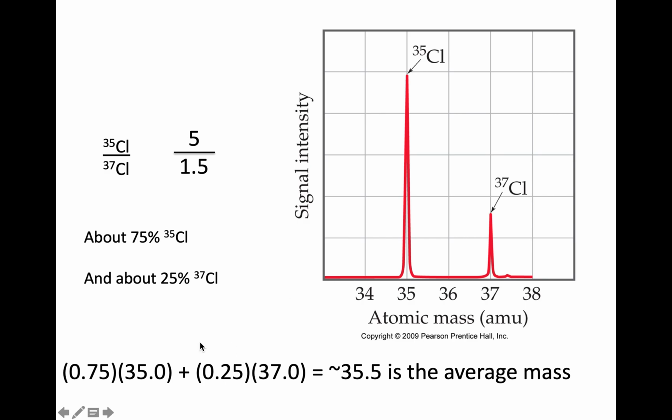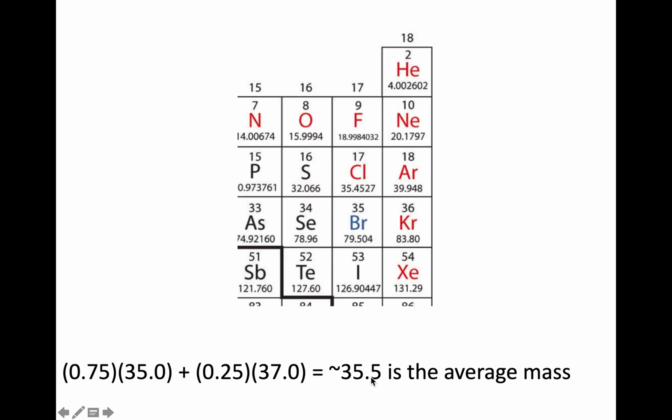I can combine those. I've got about 75% of the isotope with a mass of 35 and about 25% with a mass of 37. I'm combining the percentage with the corresponding mass, the percentage with the corresponding mass, adding those together. That's the average mass that one would find on the periodic table. So when I see these particular values, these are all weighted by the natural abundance and the corresponding isotopes.